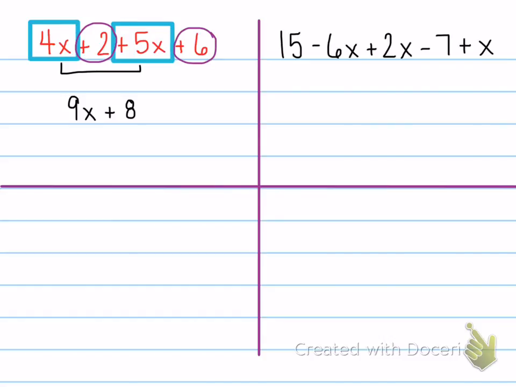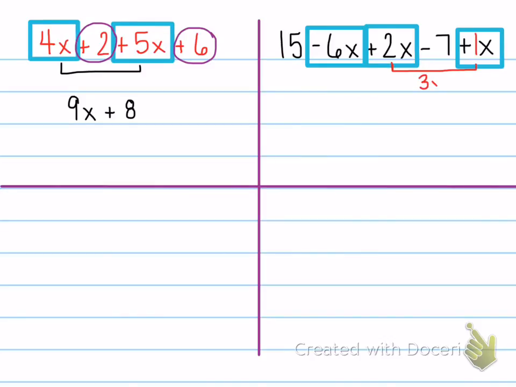So again, I'm looking for like terms in this problem. I always look for my variables first, and I notice that I have 3 different terms with x's. I have a negative 6x, I have a positive 2x, and a positive 1x, remembering there's a 1 in front of that number. I can combine these in any order that I want. In my mind, what I'm going to see myself doing is I'm going to say 2x plus 1x is 3x, and then negative 6x plus 3x is negative 3x. So I have negative 3x as the first expression in my problem.